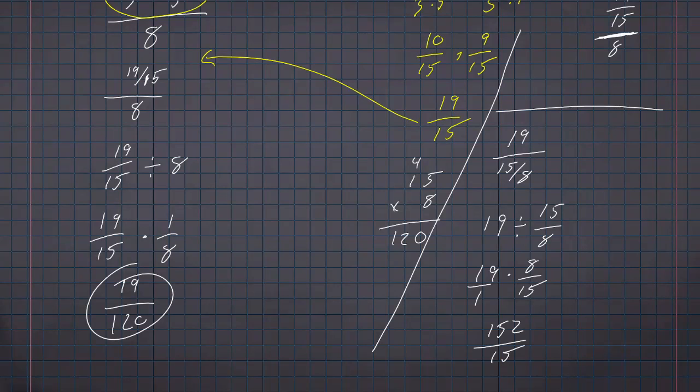So 152 over 15, definitely very different from 19 over 120. And that's why it is so important to pay attention to your fraction bars and make sure you know where the main fraction bar is.